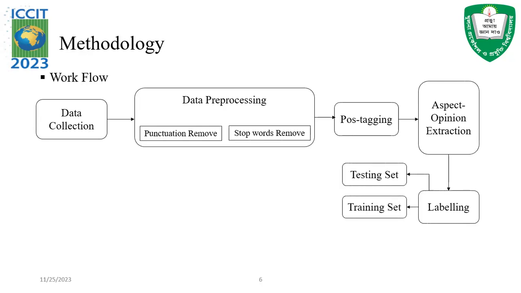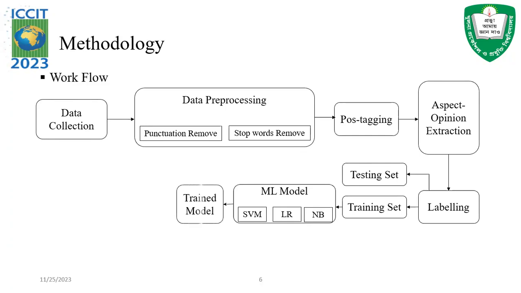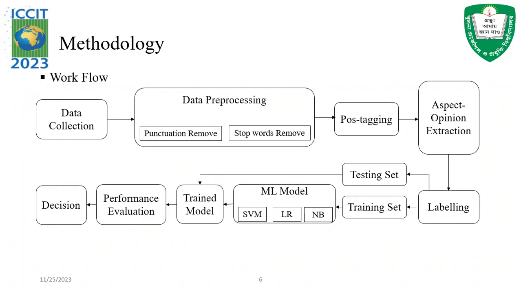The dataset was split into two parts, training set and testing set. Some machine learning models like support vector machine, logistic regression, and naive Bayes are trained with the help of the training set. Then we got the trained model. We tested the model with the help of the testing set. Then we evaluated the performance. Finally, we take a decision.